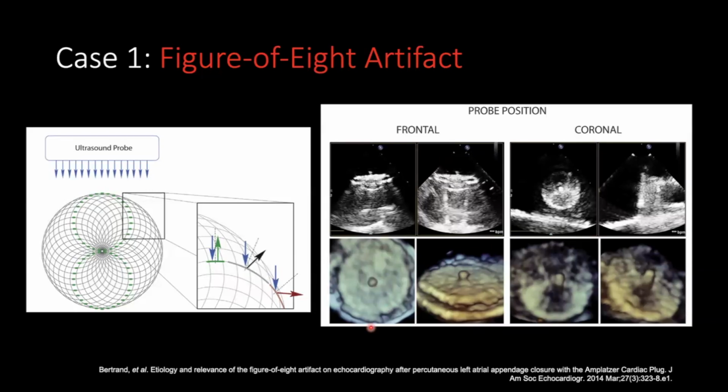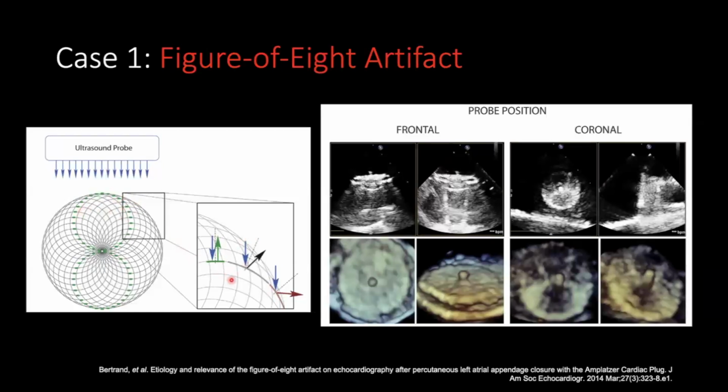Some of those studies, which I've referenced here, use a mathematical model with in vitro models to understand what's happening with the ultrasound probe. What occurs is that in certain views, when the ultrasound probe is in the coronal view in relation to the device, you have waves that reflect off the mesh of the device itself.